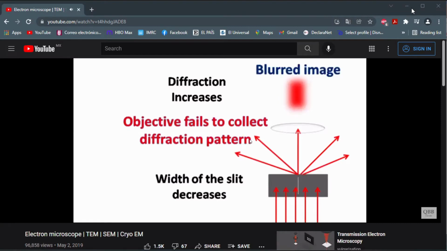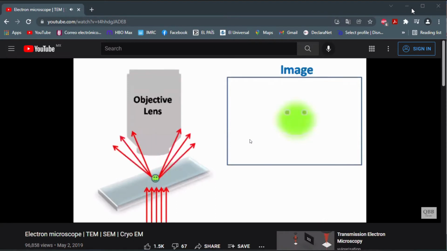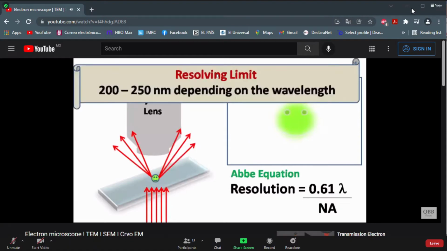A similar phenomenon occurs when we try to see a small specimen with a microscope. As the specimen size decreases, the image gets blurred. The resolving limit of a light microscope is given by Abbe's equation, and according to this the value is roughly 200 to 250 nanometers depending on the wavelength of light used.